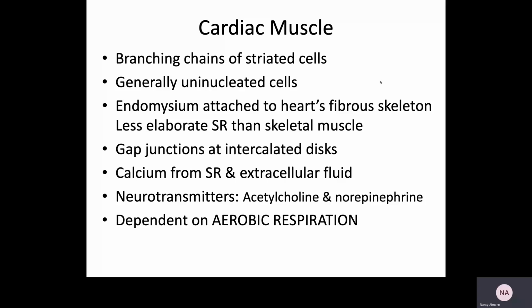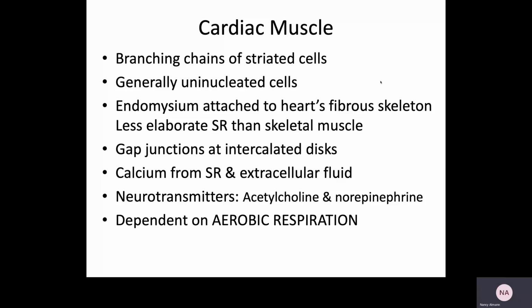We know that intercalated discs are going to be points of attachment in between those branching cells. They will also help provide support and structure for the cardiac tissue. They will contain gap junctions, which are going to be crucial when you are talking about getting those cells to act as a unit, what's known as autorhythmicity.